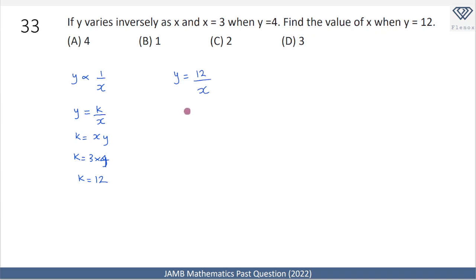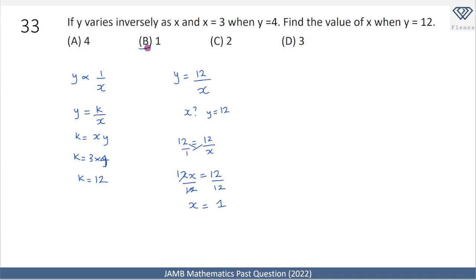Now the question says we should find the value of x when y is 12. So if we substitute the value of y as 12 in this equation, we have 12 is equal to what? 12 over x. And when we cross multiply, this can be over 1. When we cross multiply, we have 12x is equal to 12. And when we divide both sides by 12, we have what? 12 divided by 12. So that means that x is equal to 1. And the correct option in this case is option B.